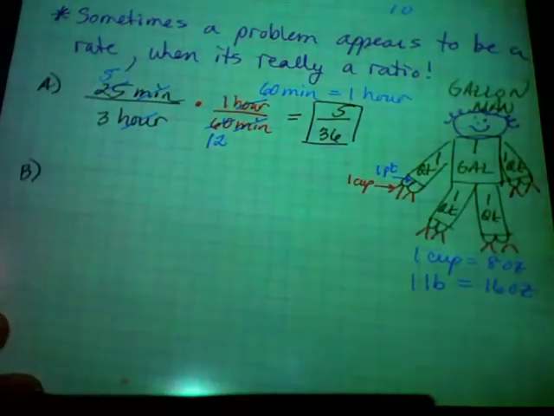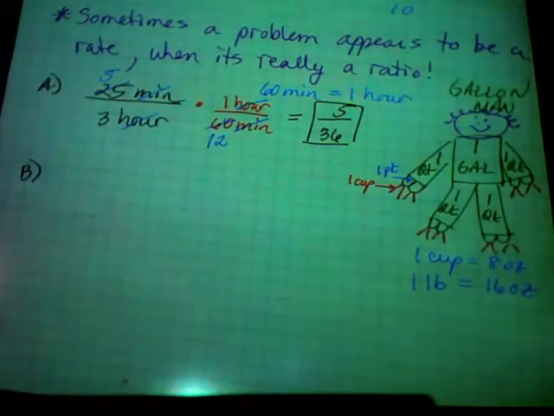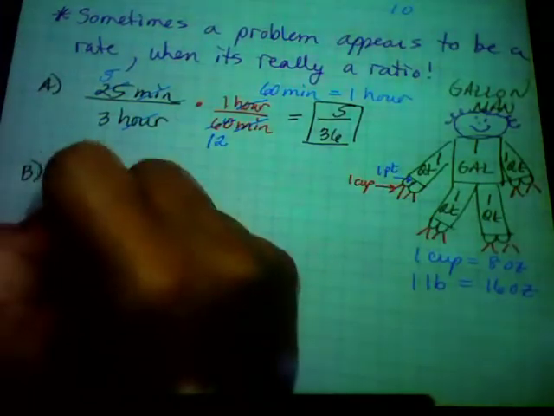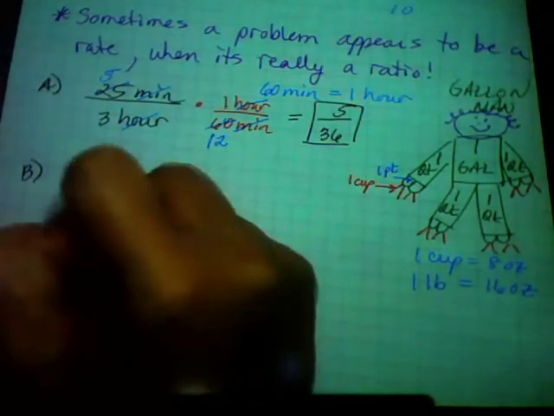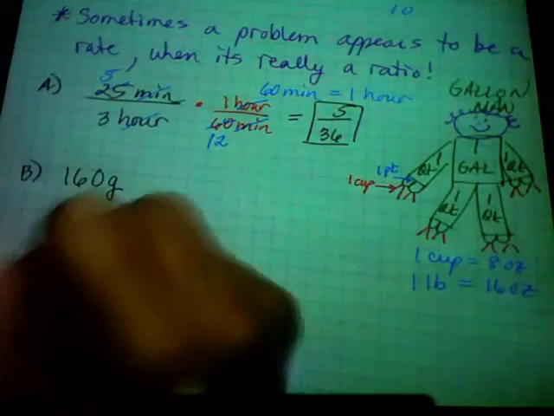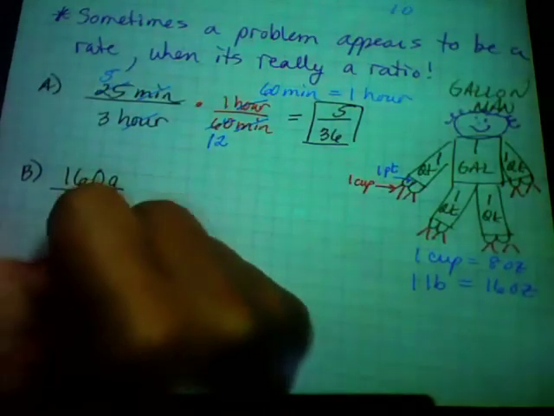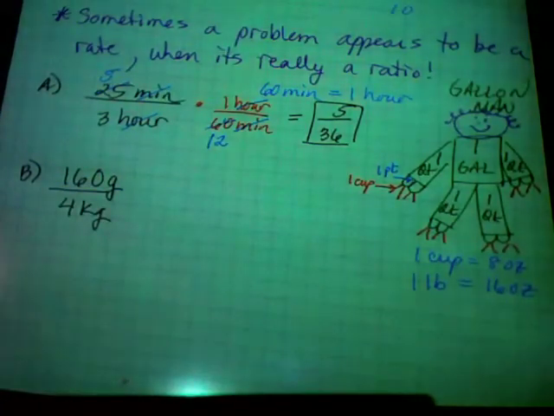All right, you try this one. Well, let's talk about this one. 160 grams to 4 kilograms. Metric system. 3 tens. Kilo means what? 1,000.